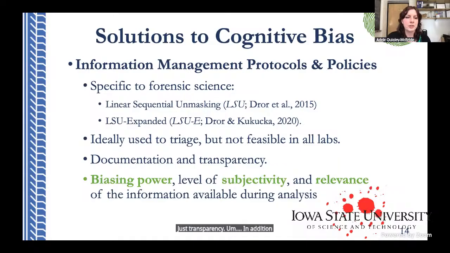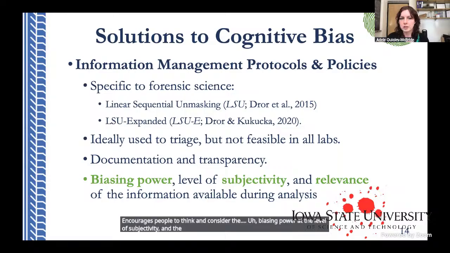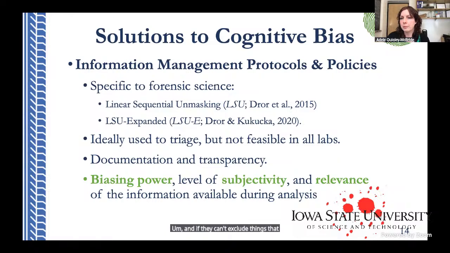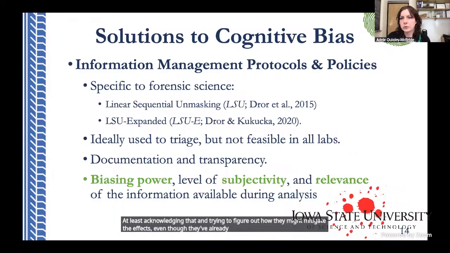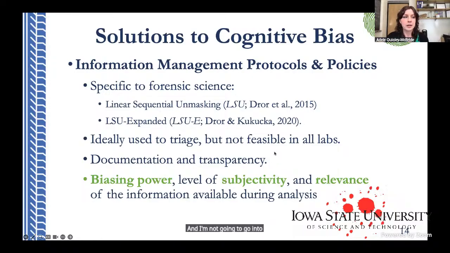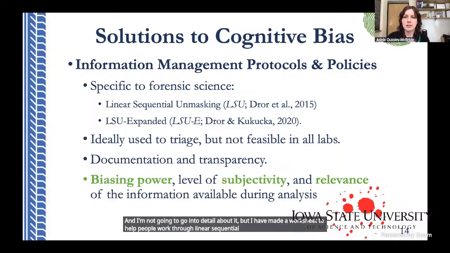In addition, linear sequential unmasking expanded really encourages people to consider the biasing power, the level of subjectivity, and the relevance of all of the information available to them. And if they can't exclude things that are maybe problematic, at least acknowledging that and trying to figure out how they might mitigate the effects, even though they've already been exposed to the information. And I'm not going to go into detail about it, but I have made a worksheet to help people work through linear sequential unmasking expanded, and I've provided some training materials too.